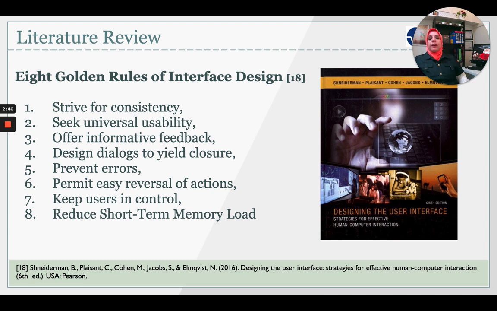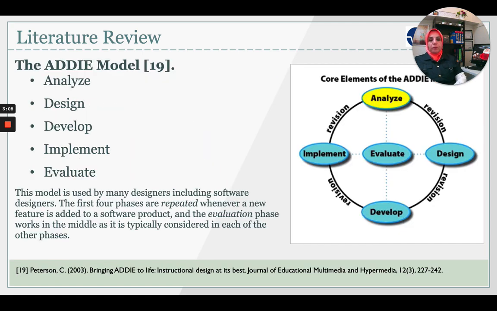In the literature review, we reviewed the 8 golden rules of interface design. These include: strive for consistency, seek universal usability, offer informative feedback, design dialogues to yield closure, prevent errors, permit easy reversal of actions, keep the user in control, and reduce short-term memory load.